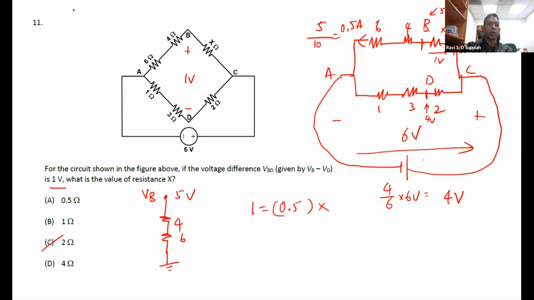If you look at the whole thing, point C all the way down to point A, this whole thing is 6 volts. So now I have X, 4, and 6. If I know that this point here, with respect to ground, is 5 volts, so what is left here? It's only 1 volt.